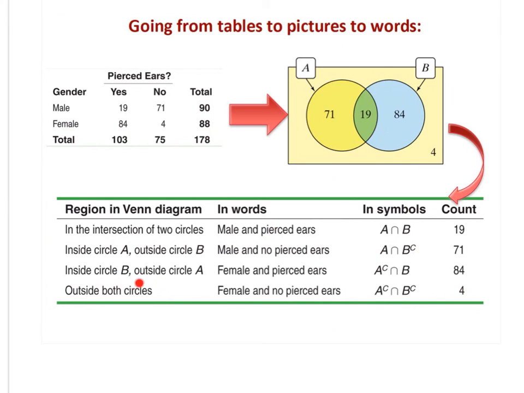Inside circle B and outside circle A, that would be this 84, and that means they're a female or they're not male and they have their ears pierced. And then outside both circles would be the complement of both. So this is a big kind of way of displaying tables, Venn diagrams, symbols, and describing it in words. This is a super important slide.